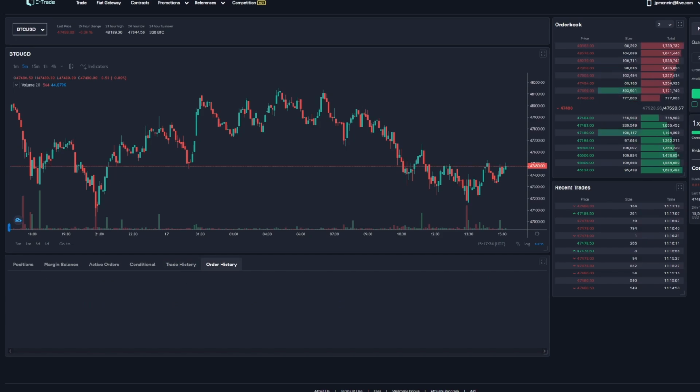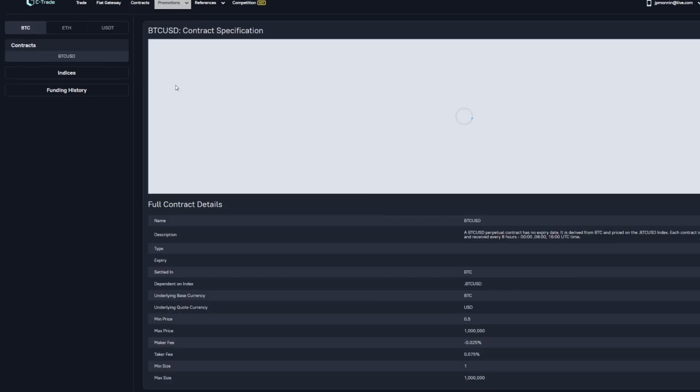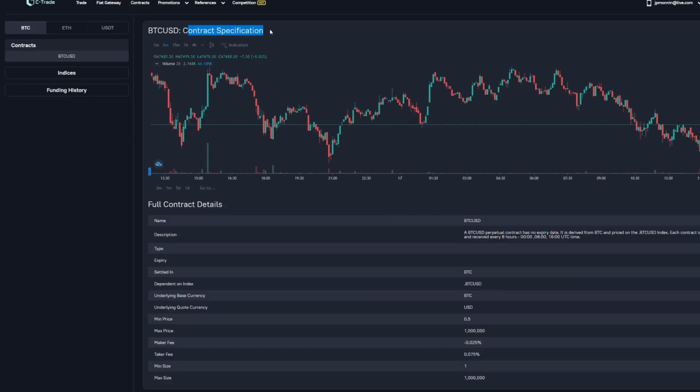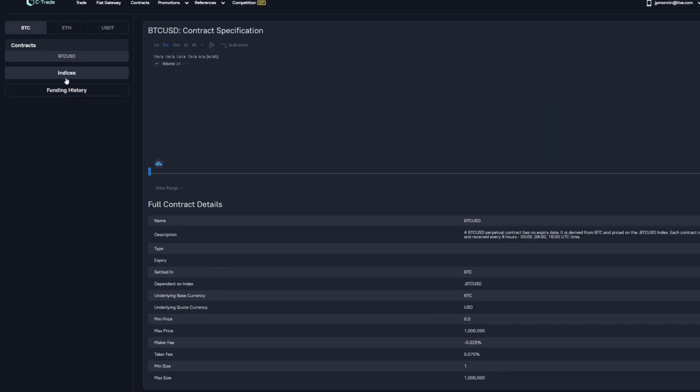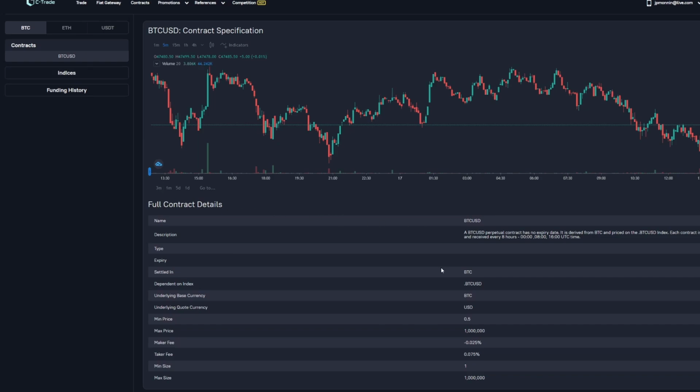I do want to jump into SL and TP, but before we do that, I want to jump into contracts. If we go to contracts, this is very interesting, by the way. Contract specifications. You can see that there is BTC, ETH, and USDT, and you can go through the funding history, the indices, and also, like I said, the full contract details. So much information is available and transparent that you don't really get on exchanges maybe like KuCoin or some of the other competitors. C-Trade does a little bit better in some of these scenarios, and I think that's a major reason why people are choosing C-Trade just recently.